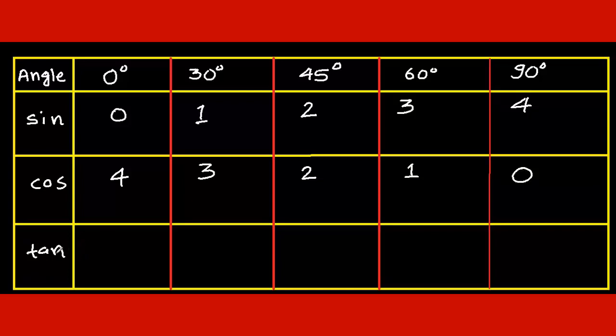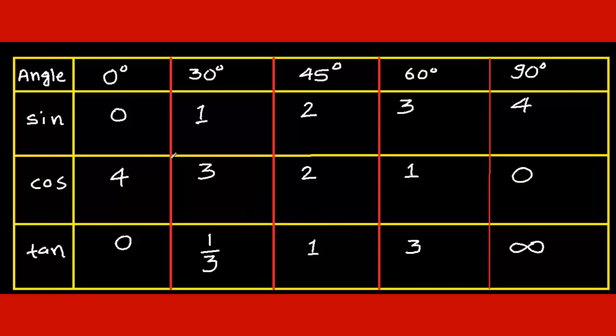Okay. Now you know tan theta is equal to sin theta by cos theta. So divide these two quantities to get 0. This is 1 by 3. This is 2 by 2. This is 1. 3 by 1 is 3. And 4 by 0 is, for the time being, let this be infinity. Okay.